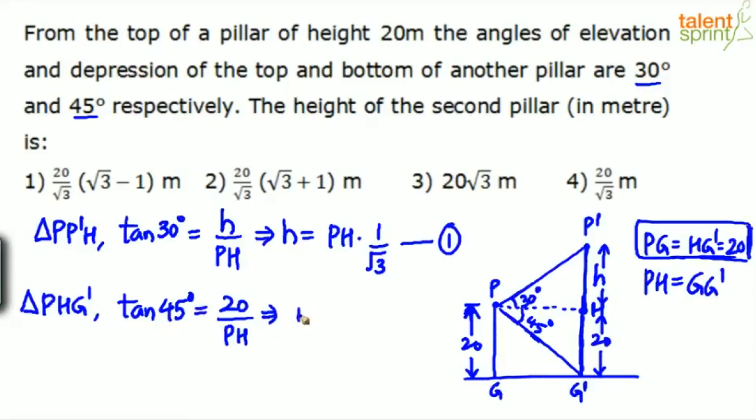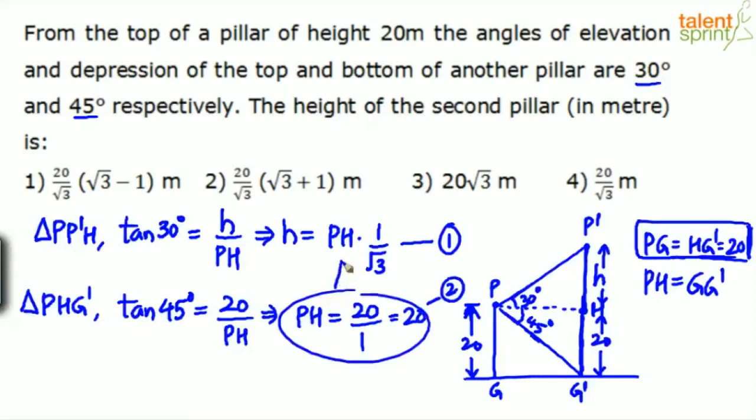Same PH. So now we can say PH is equal to 20 by tan 45. Tan 45 is 1. Getting it? So we can say PH is equal to 20. This is equation number 2. Now substitute this PH equals 20 in the previous equation. So what do we get? We get H is equal to 20 into 1 by root 3. So basically 20 by root 3.